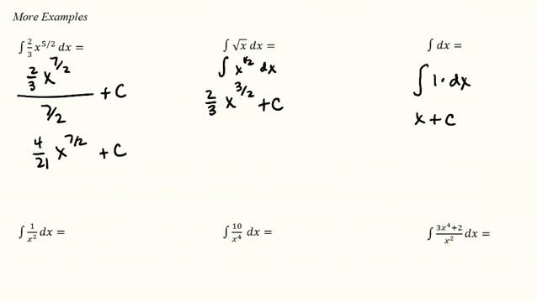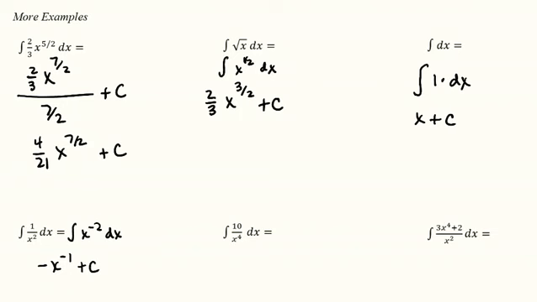Over here, 1 over x squared. We don't have a quotient rule. What should we do instead? Yeah, make it a negative power. So it's going to be x to the -2 with respect to x. And so I'm going to increase the power by 1, and then I'm going to divide by the new power, which is just like multiplying by -1. And I'm not going to forget my plus c.